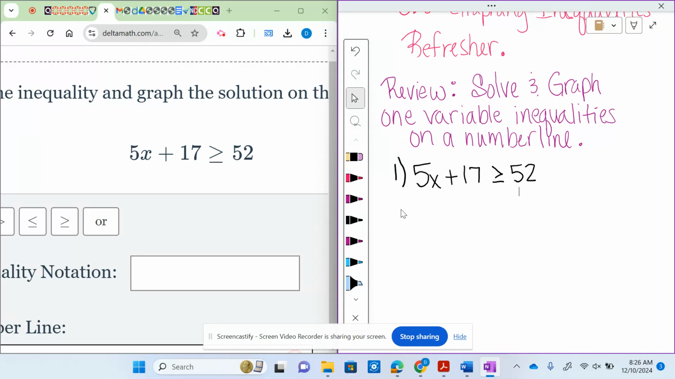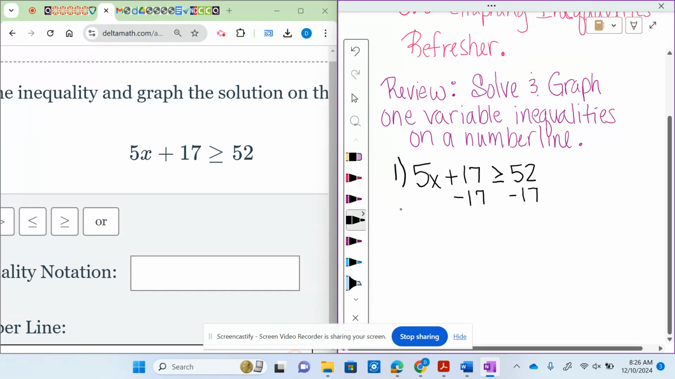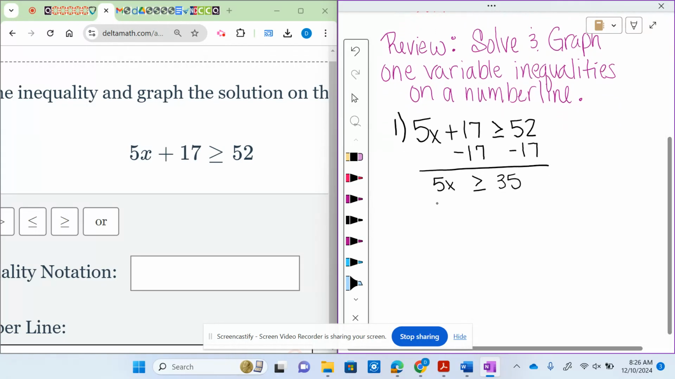What is the first thing that I should do? Subtract 17 from both sides. Yes, sir. So let's do that. So I'm going to subtract 17 from both sides. So 5x is greater than or equal to 35. What is the next step? Yes, sir. Divide both sides by 5. X is greater than or equal to 7. Now I want to write a little note here.